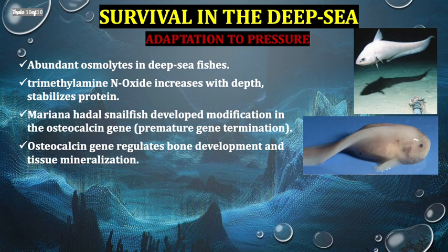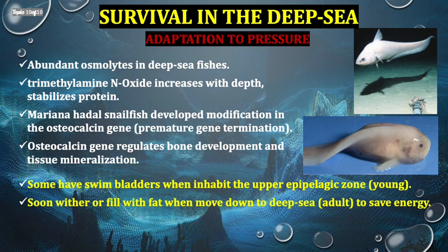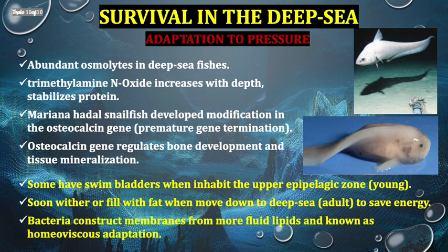Okay, some fishes have swim bladders during their juvenile stage because they tend to inhabit the upper pelagic zone to feed and grow into maturity. However, when they become adults, they must return to the dark abyss, and as we know, the food in the dark abyss is totally scarce. So in order to save energy and slow down their metabolism, they either wither or fill their swim bladders with fats.